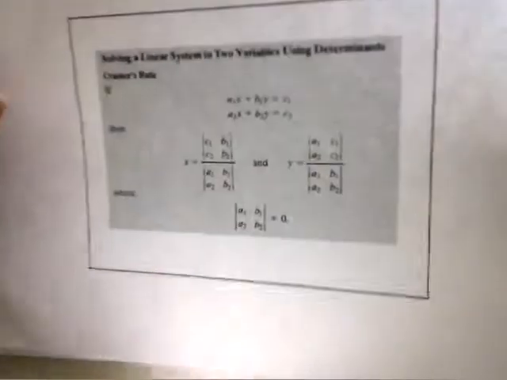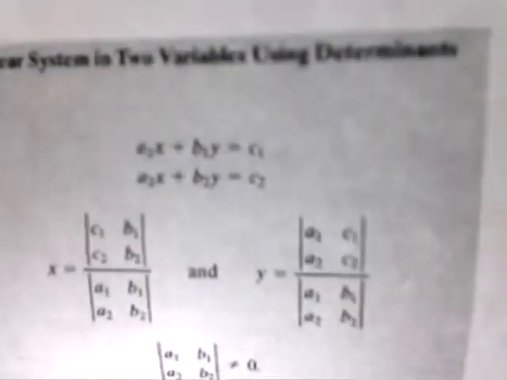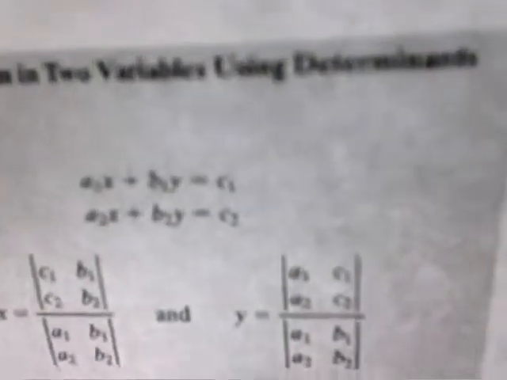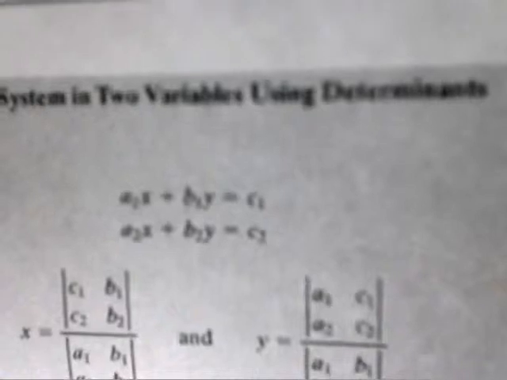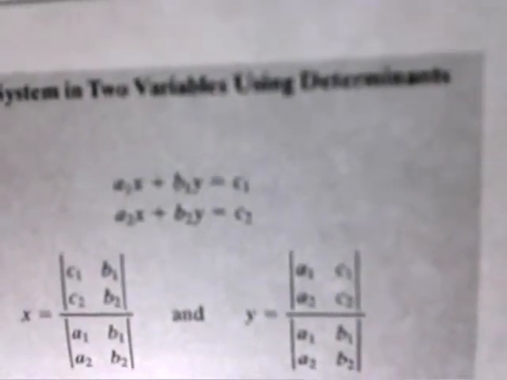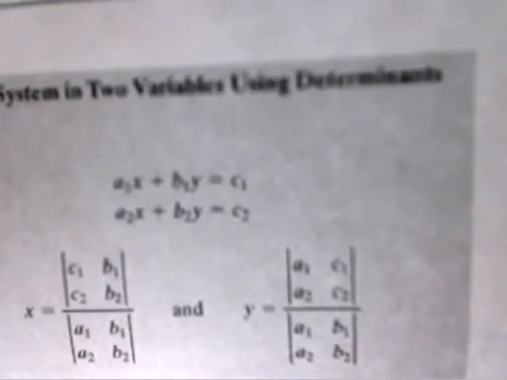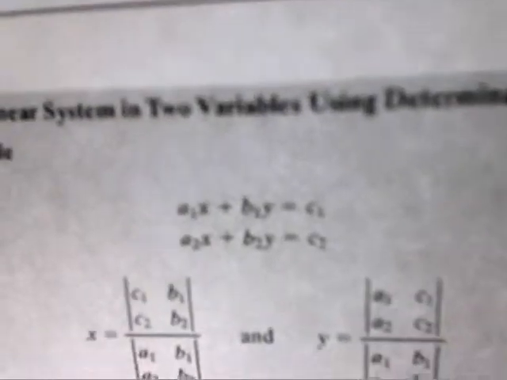Okay, so here we're solving a linear system in two variables using determinants. We have to have two equations in this form: A1x plus B1y is equal to C1, then A2x plus B2y is equal to C2. And that would mean that x will be this particular method, and that's the setup for it.